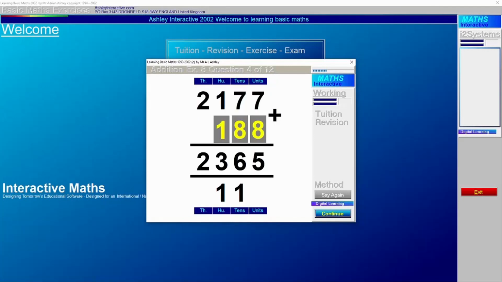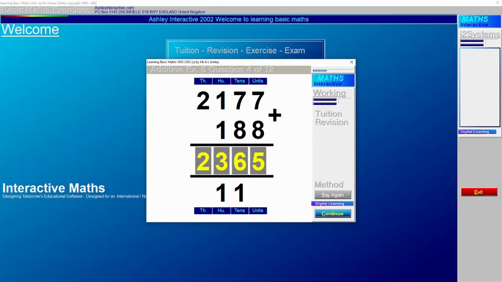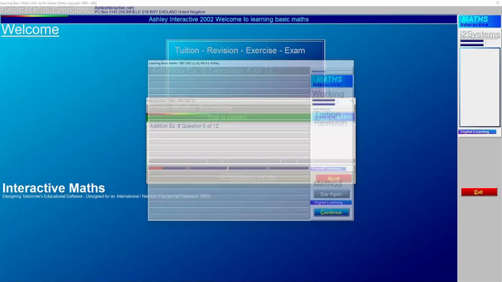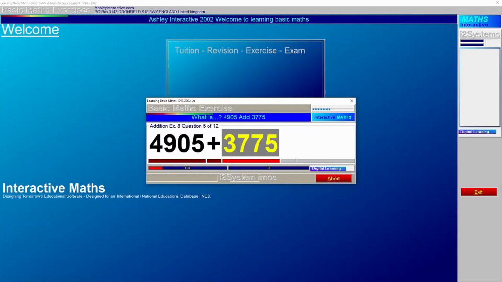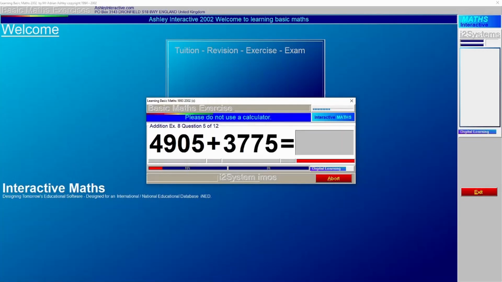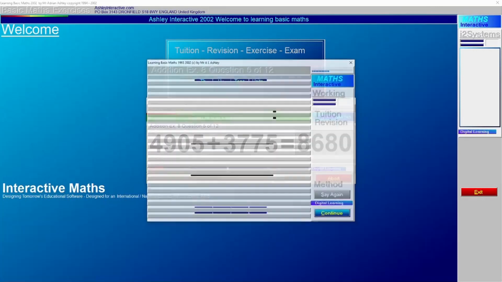2,177 add 188 is equal to 2,365. What is 4,905 add 3,775 equal to? That is the correct answer.